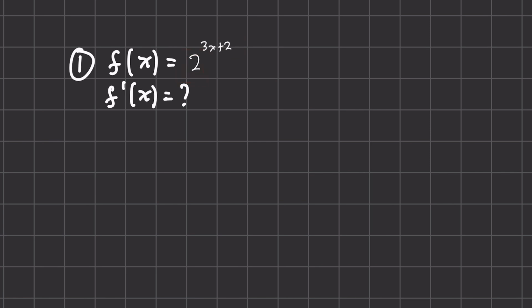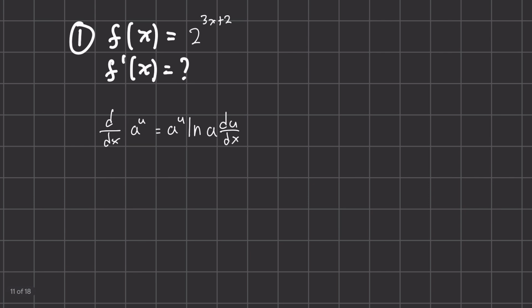So here we actually need to apply the exponential derivative formula, which is just: the derivative of some constant a to the power of some function u is equal to a to the power of u times ln a times du/dx. That little du/dx is just the chain rule, but here is the full formula. And we can just apply that here. In this case, our a is just going to be 2. Let me write f prime of x is equal to 2 to the power of 3x plus 2.